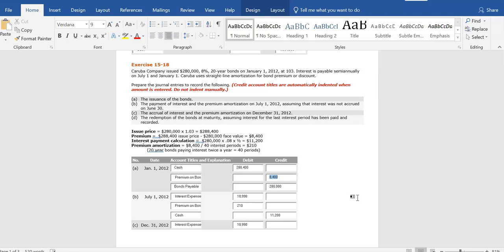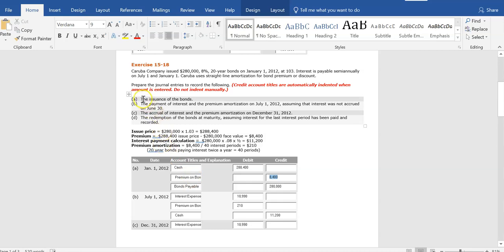Why would investors be willing to pay $8,400 more than what the liability will pay? Well, it has to do with the interest rate. These bonds are offering to pay interest every 6 months for 20 years. Investors could buy these bonds and get an 8% interest, or they could look at other investments currently available on the market. Other investments currently available on the market might be paying a lower rate of interest. So investors would be more interested in paying a little bit more for these bonds to get a better interest return on their investment. Okay, so that's why bonds would be issued at a premium.